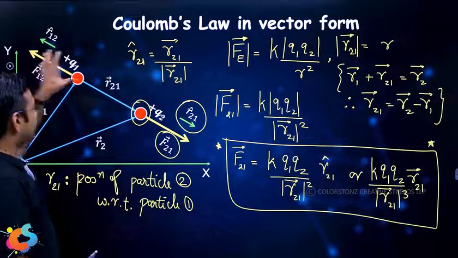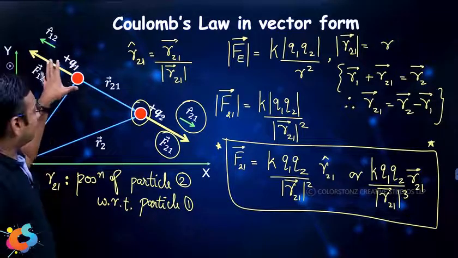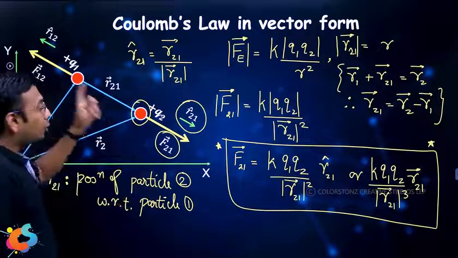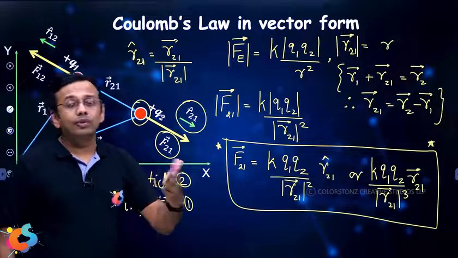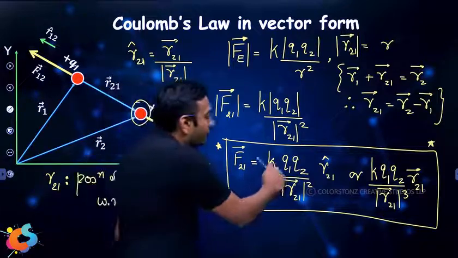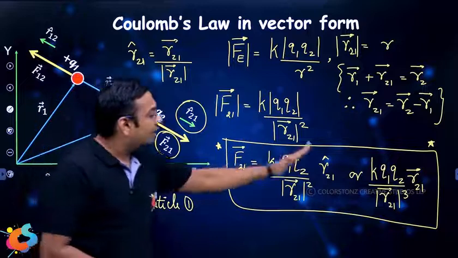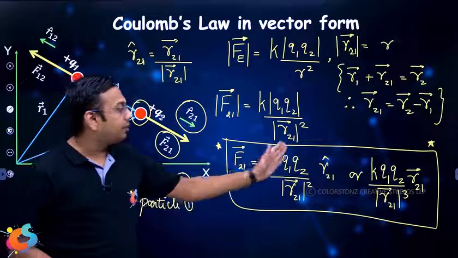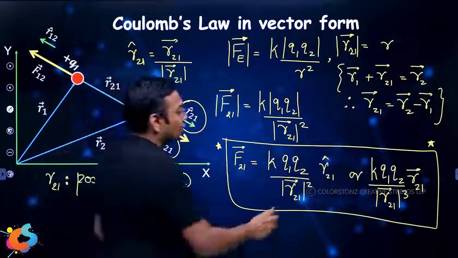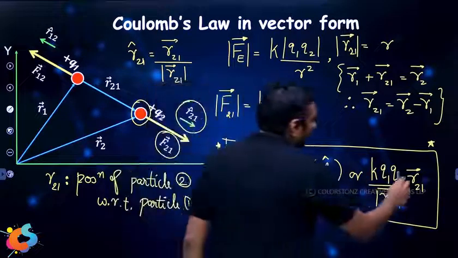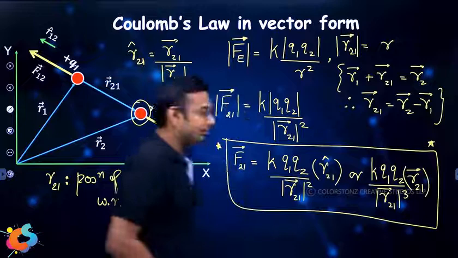For like charges, this is what we get, the force along the direction of the position vector. If both were negative, then also we'll get the same thing. We'll have minus minus multiplied becoming positive, and the force will still come in the direction of the position vector. So the direction will be the same as the position vector. Either you write it in this form or this form.